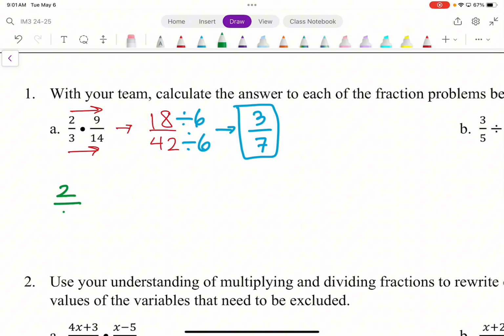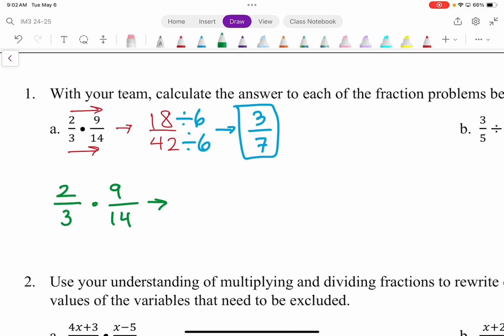Same problem, 2/3 times 9 over 14. I know this is going to seem dumb, but I'm going to separate the terms to help you visualize what can be reduced. Eventually, when you start making patterns on your own, you can skip this step. But for now, just so everyone can see what's happening behind the scenes, I'm going to show you the long way. All right, so I have 2 over 3.